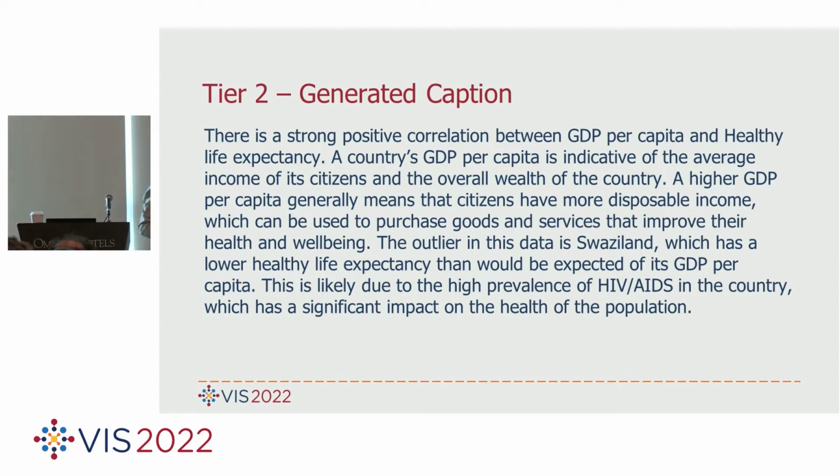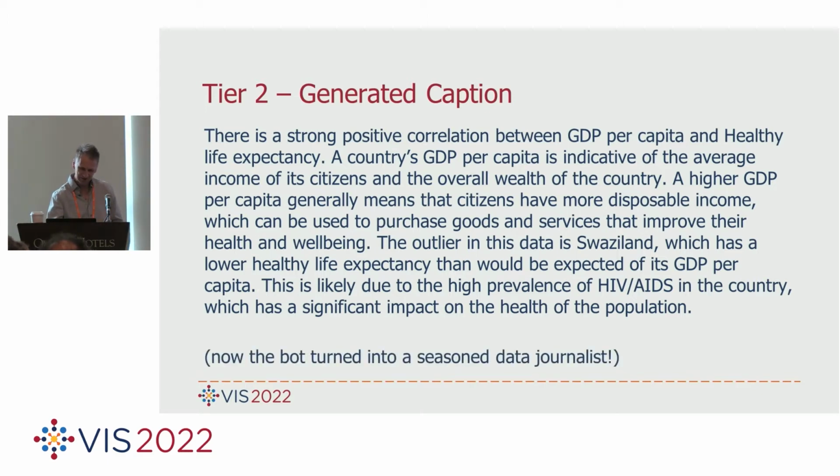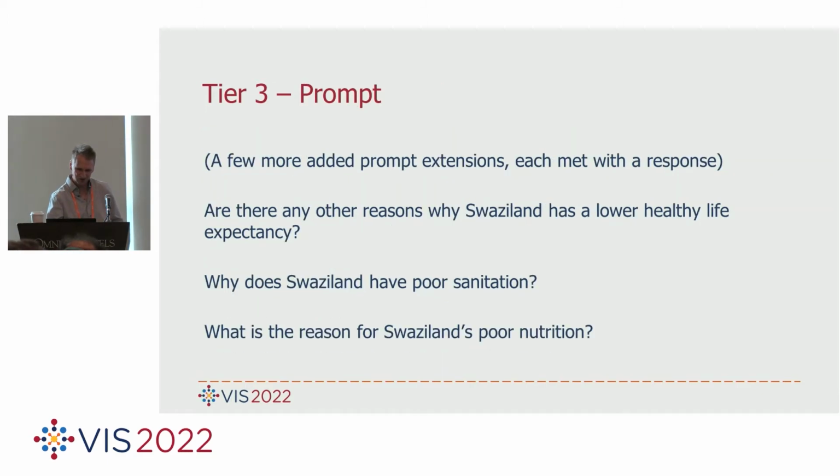This is likely due to the high prevalence of HIV in the country, which has a significant impact on the health of the population. Beautiful, right? This is something you'd read in a paper or a New York Times article. A nice explanation that you would probably have to research if you didn't have GPT-3. So it becomes a data journalist now.